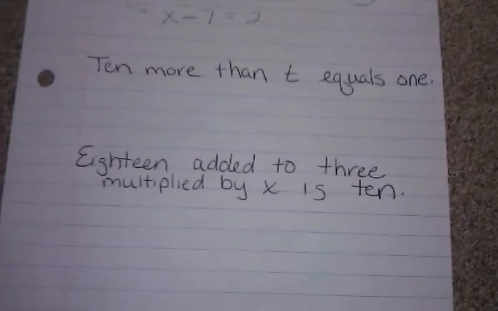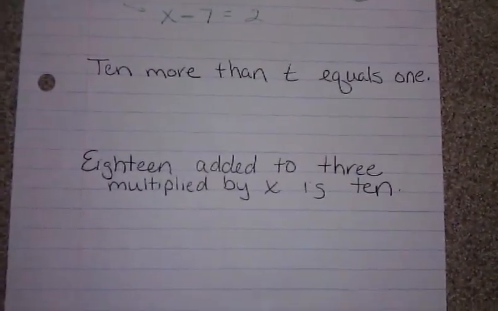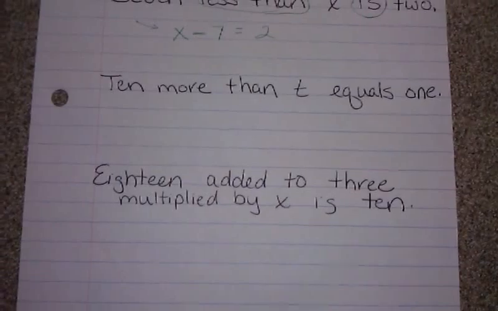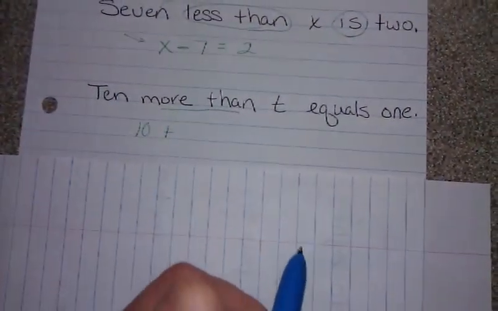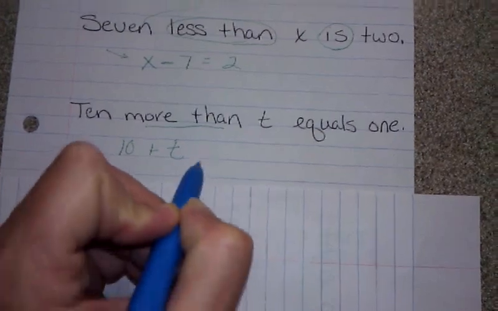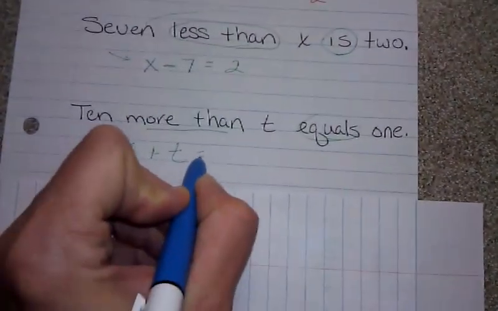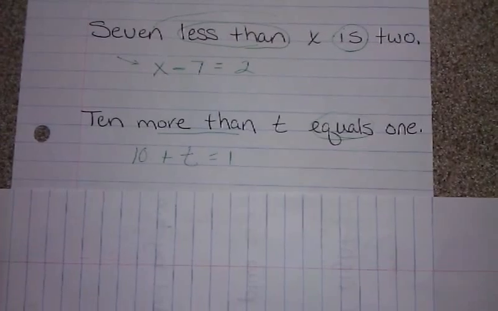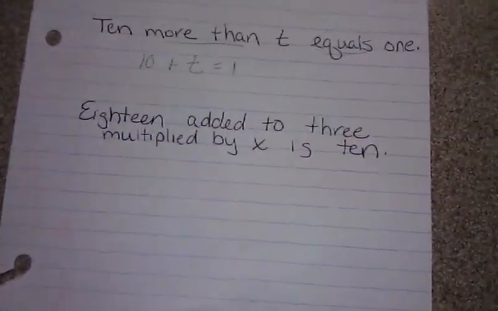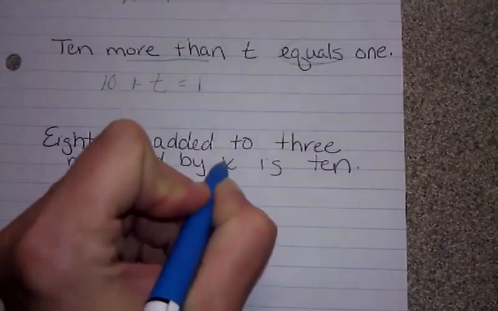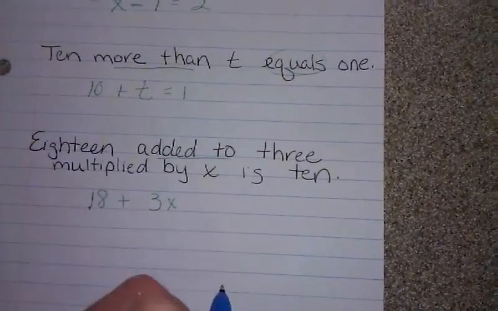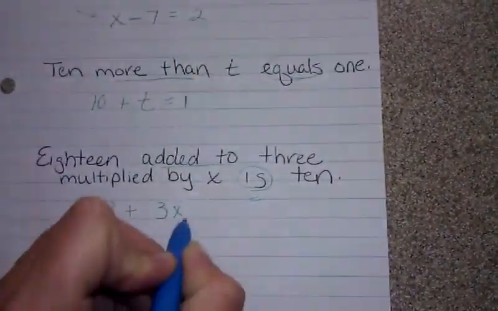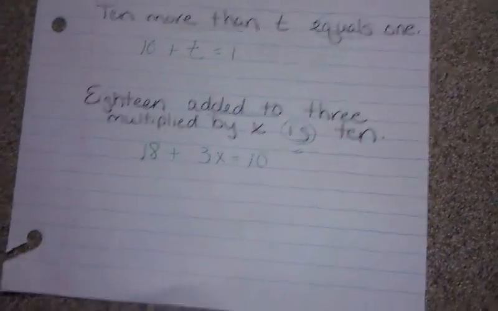The next one, or there's the next two, if you want to pause the video and try and do these two and come back and see how you did. The first one says 10 more than means plus, t equals 1. There's our equation. The last one, 18 added to 3 multiplied by x is, again, is equals 10. And there's our other equation.